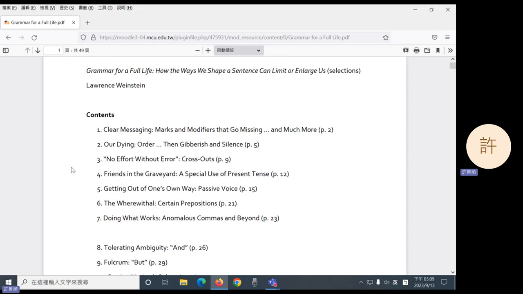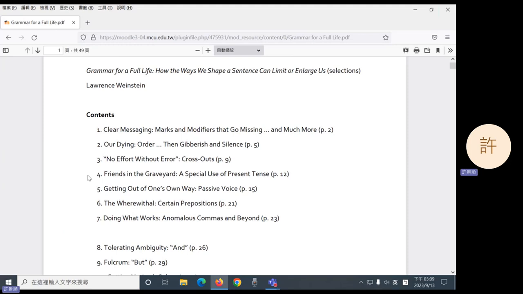But first, I'll introduce these topics so that you can think about it during class. The first topic is about the importance of using clear and correct grammar, and if you forget things, some problems that can come up because of that. The second topic is about death. The third topic is about correcting. If you make a mistake, going back and correcting the mistake.